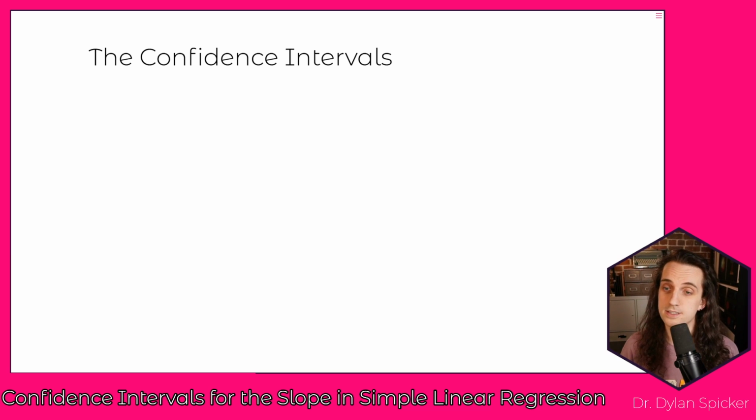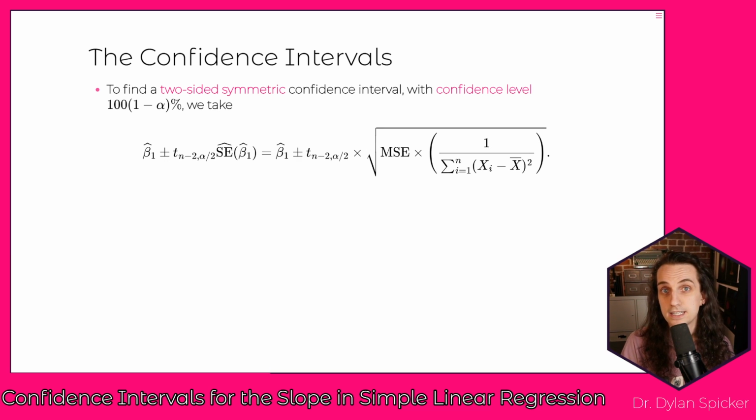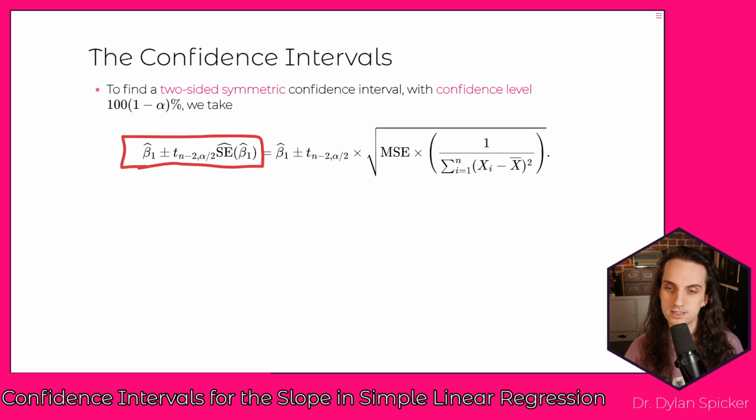What do those confidence intervals look like? Well, we'll look at the standard two-sided symmetric confidence interval. So if we want a confidence level of 100 times 1 minus alpha %, we take beta hat 1 plus or minus our critical value times the standard error of beta 1. Okay, so this is going to be our standard form for the two-sided symmetric confidence intervals. It's always our point estimate plus or minus the critical value times the standard error.